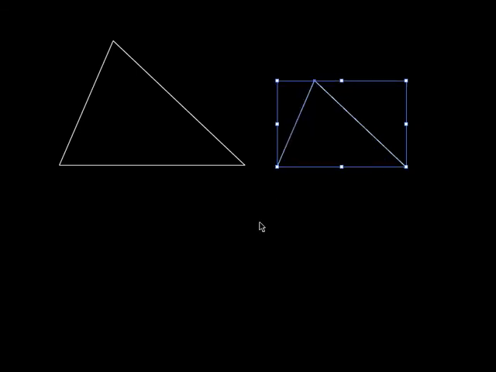So what are these things then? If I copied and pasted, they have the same angles. I hit the Shift key, so I kept everything in proportion. You're going to hear that word a lot. I kept it in proportion.